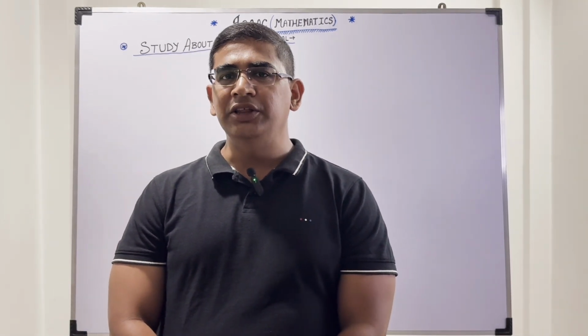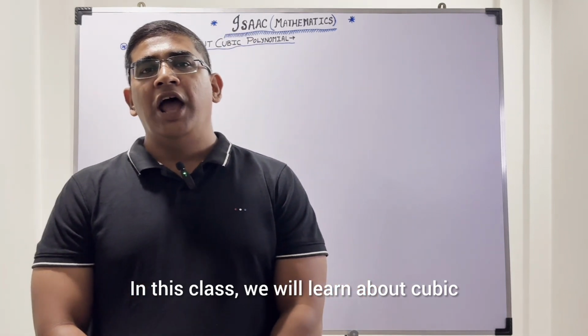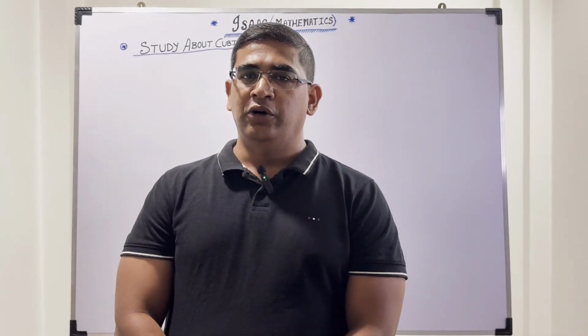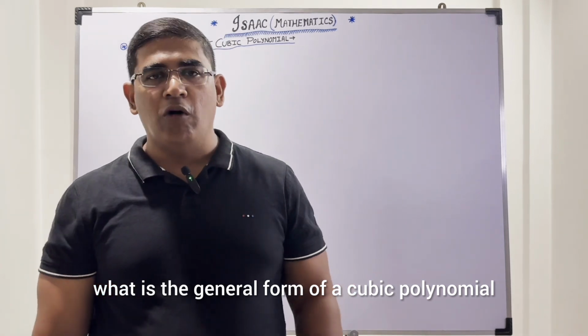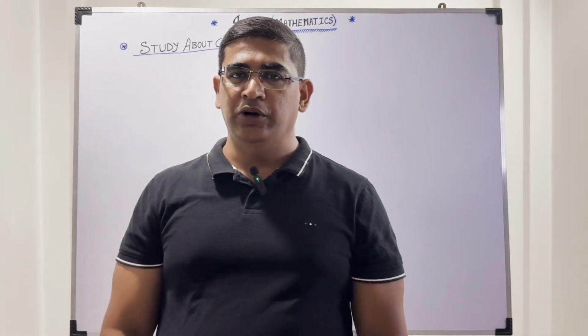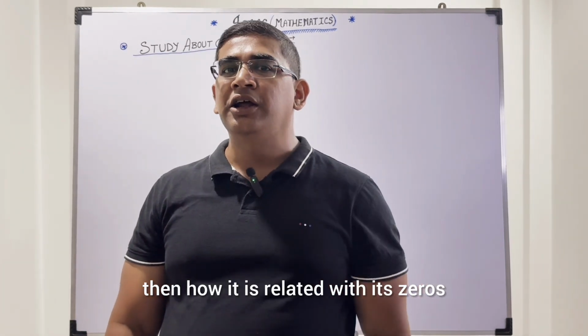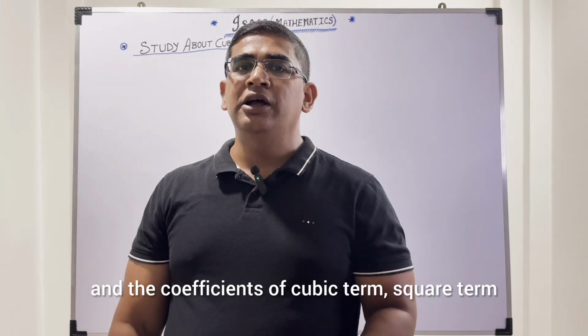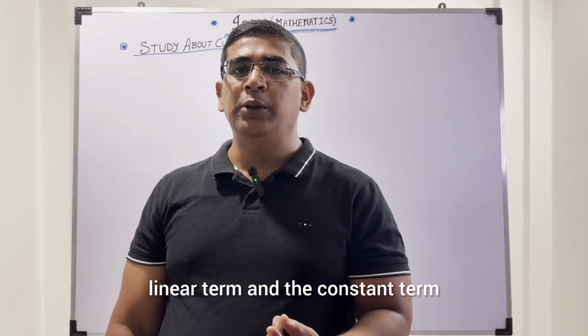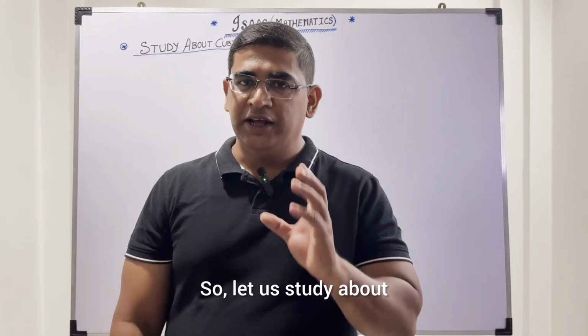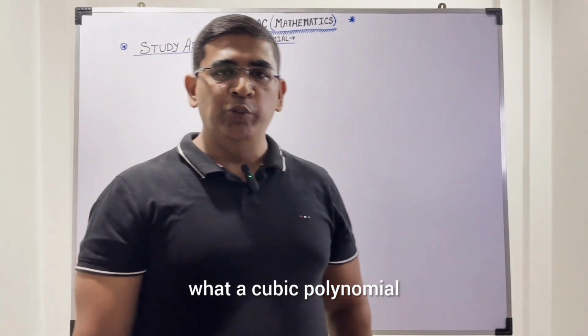Okay, in this class we will learn about cubic polynomial. First of all we have to learn what is the general form of a cubic polynomial. Then how it is related with its zeros and the coefficients of the cubic term, square term, linear term and the constant term. Okay, so let us study about cubic polynomial.